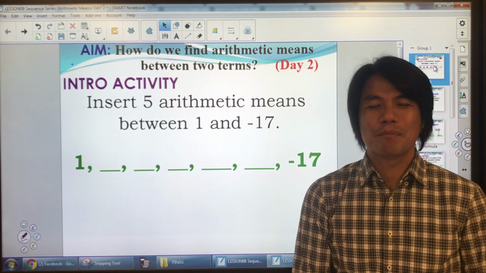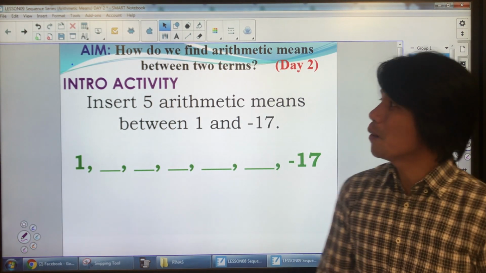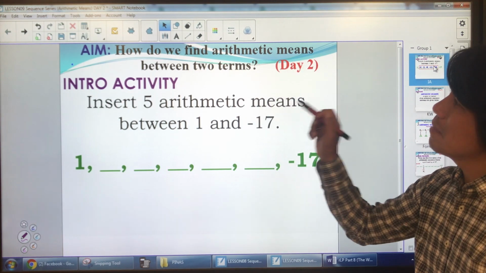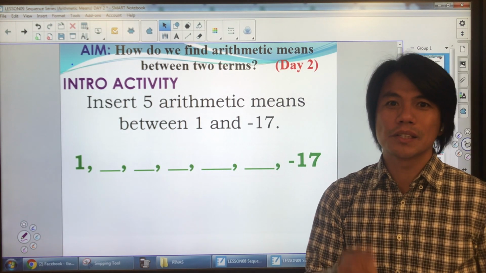Hello everyone, my name is Mr. Am. Today, we're going to continue finding arithmetic means between two terms. So this is day 2.